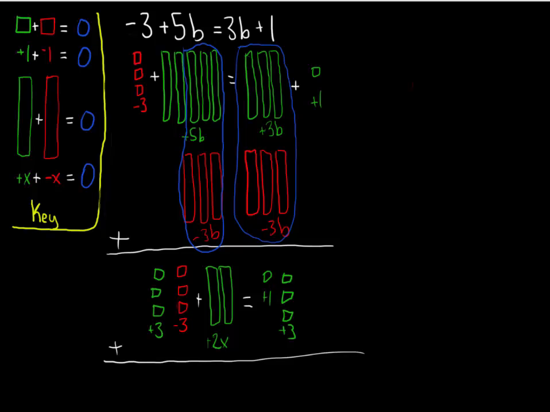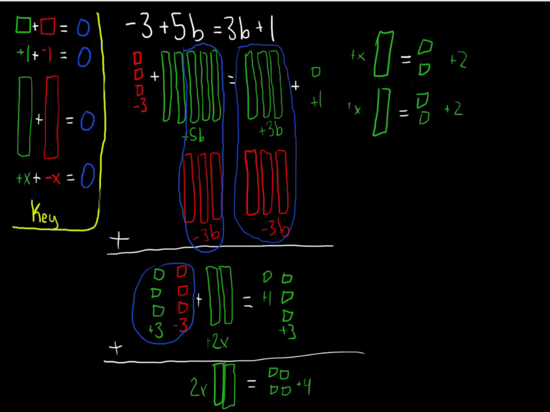It's important to remember that whatever you do to one side of the equation, you must do to the other. The positive 3 and the -3 cancel, leaving me with 2 positive unknowns equal to 4 positive units. Again, we'll divide into equal groups. 1 positive bar equals 2 positive units, so my answer is x equals 2.